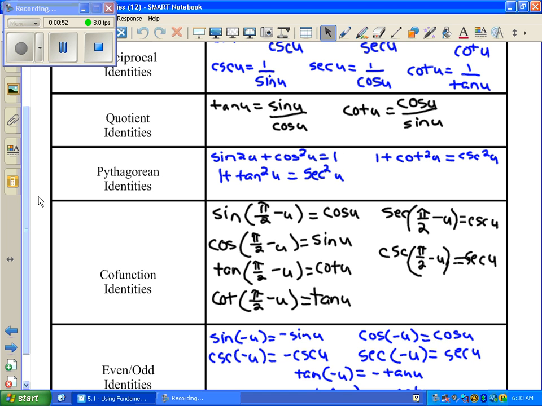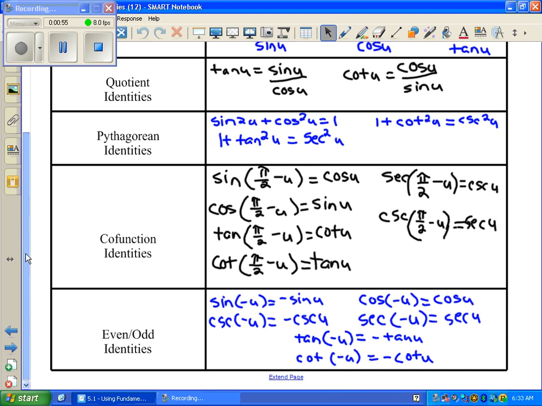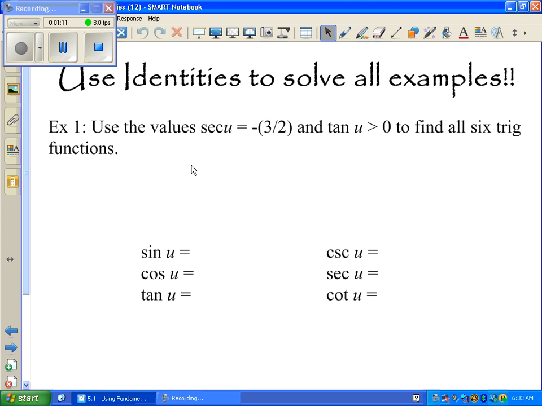you have to memorize. Here we have your cofunction identities, where you have cofunctions of complementary angles are congruent. And then here we have our even odd identities. So take a couple minutes and make sure that you have all of these in your notes. What we're going to do here is use trig identities to solve these examples. We've done this before using triangles, but what we're going to do right now is go ahead and use identities.